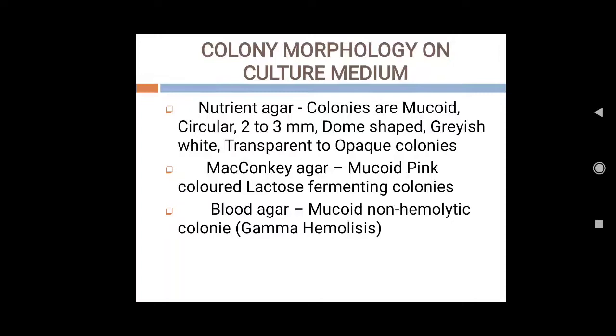MacConkey agar: mucoid, pink colored colonies, lactose fermenting colonies. Blood agar: mucoid, non-hemolytic colonies, gamma hemolysis.